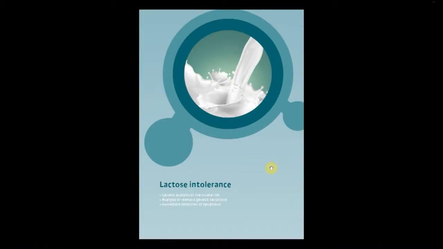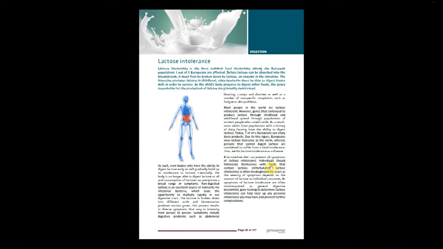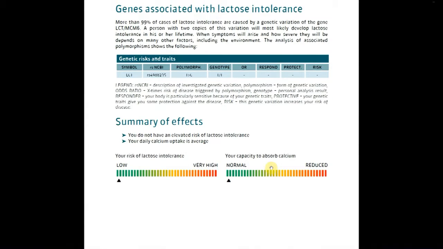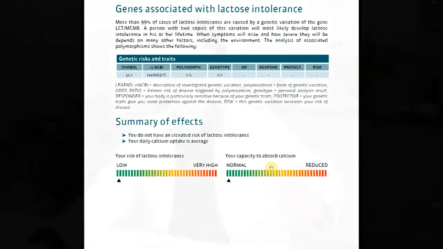Okay, lactose intolerance we've already spoken about. So again, you can read up on it here, this is the one gene. Your risk of lactose intolerance is very low or might be very high. This is a very common food intolerance, by the way. 20%, 1 in 5 people of the European population is lactose intolerant. They have a genetic variation that does not allow them to drink milk in adulthood.